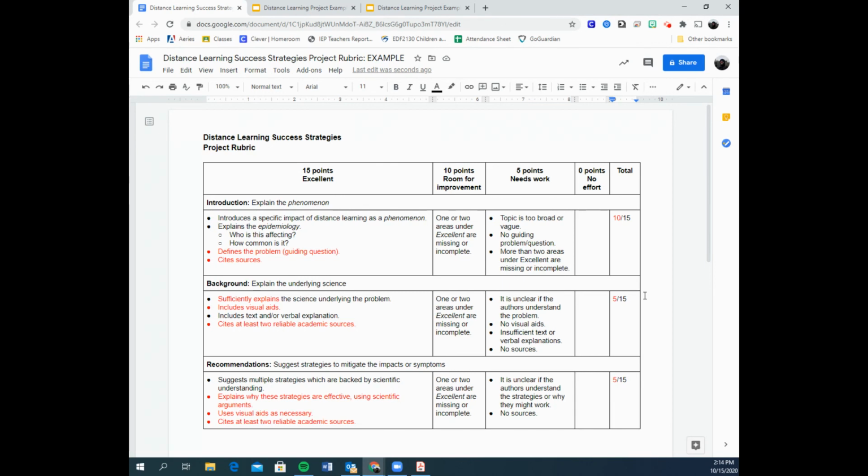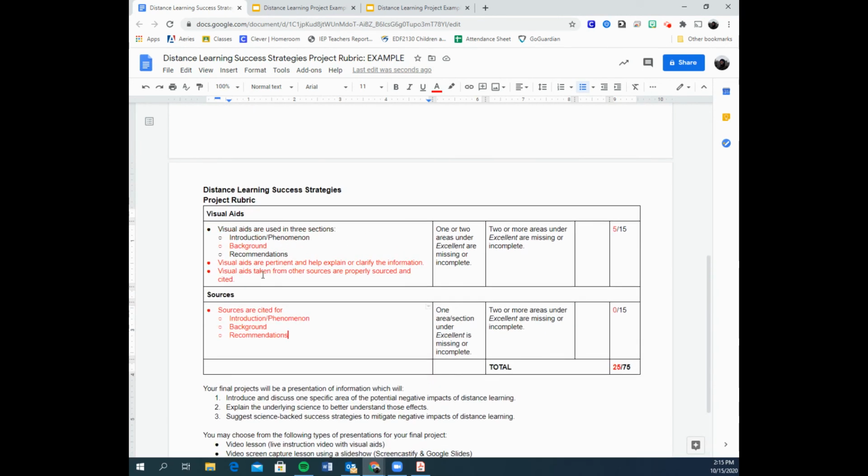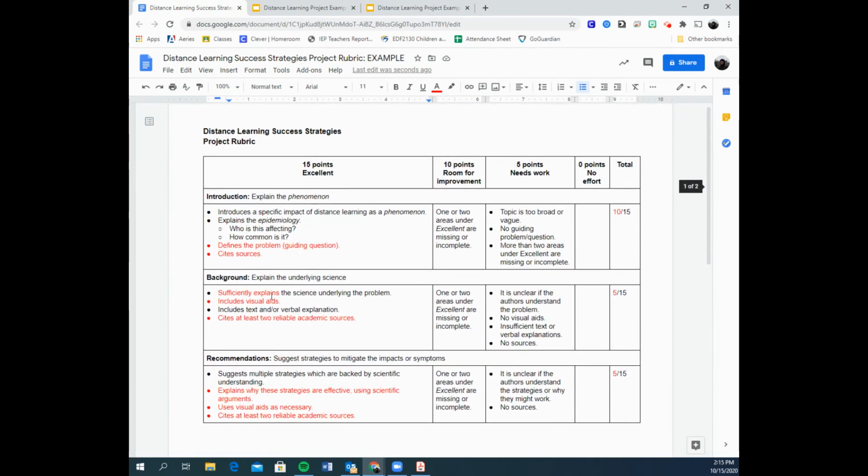I've looked at a lot of the rough drafts, and most of them are getting grades similar to this right now, because we're still missing some sources. We're still missing some visual aids. We're still missing some of the explanation of how things work. We're still missing the explanations of why, scientifically, why are these recommendations going to help somebody?